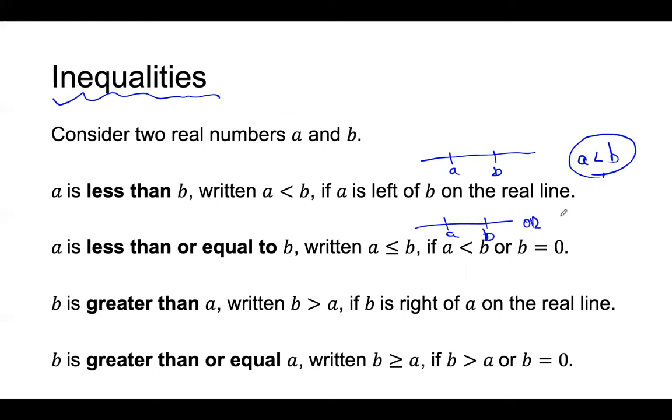That means if you have A and B, they could be A is equal to B. If A is less than B, or this is A is equal to B. This is B is equal to A. So this means A is less than or equal to B.